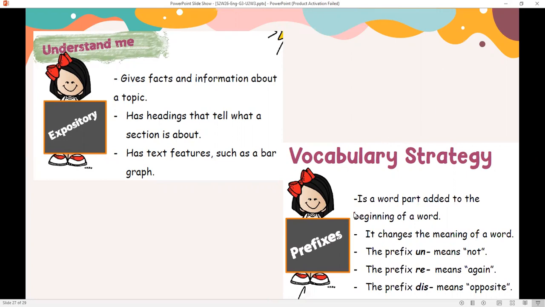The vocab strategy is about prefixes. What is a prefix? It is a word part added to the beginning of a word. That's a prefix. It changes the meaning of a word. The prefix "un" means not. The prefix "re" means again, like reread means read again. Unusual means not usual. The prefix "dis" means opposite. Disagree means opposite of agreeing, for example. Disbelief, opposite of belief.